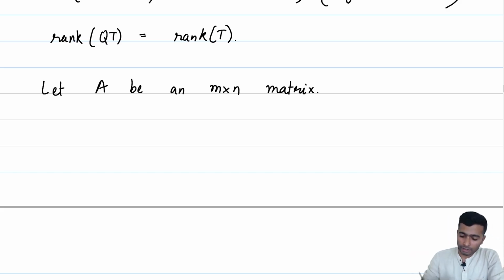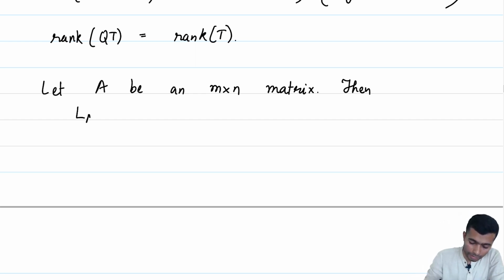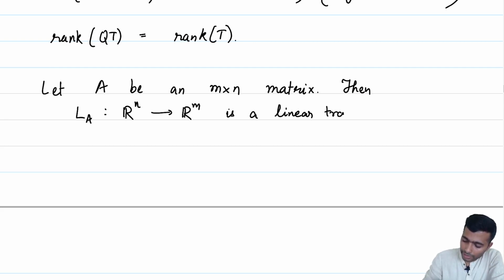Then L_A with respect to the standard basis, recall that this is just left multiplication by A in the standard basis. Where is this map from? This is from R^n to R^m, a linear transformation corresponding to A.